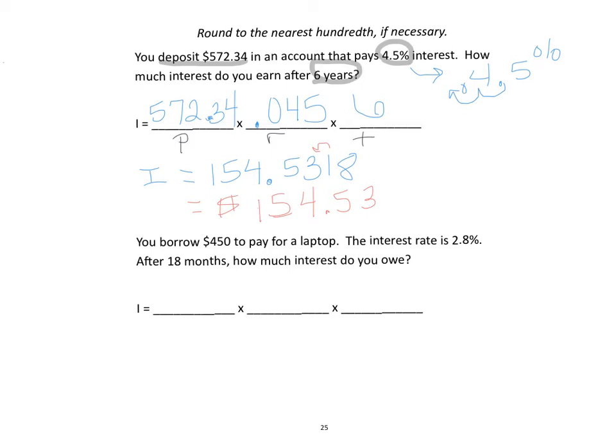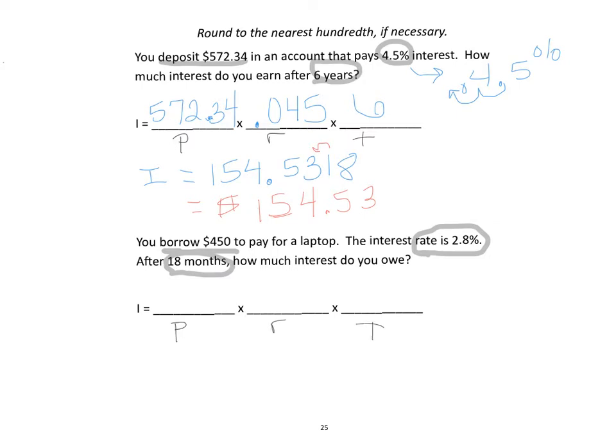Now let's take a look at the second problem. You borrow $450 to pay for a laptop. The interest rate is 2.8%. After 18 months, how much interest do you owe? Knowing that the formula is I equals P times R times T, let's fill in what we know.